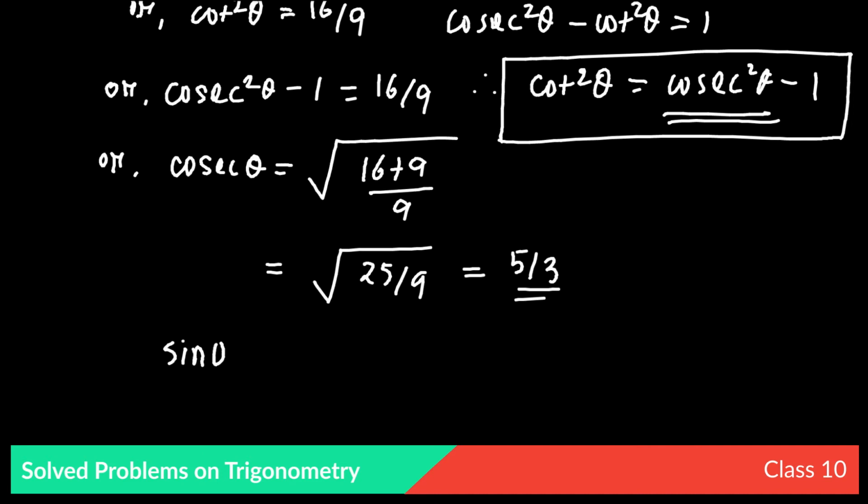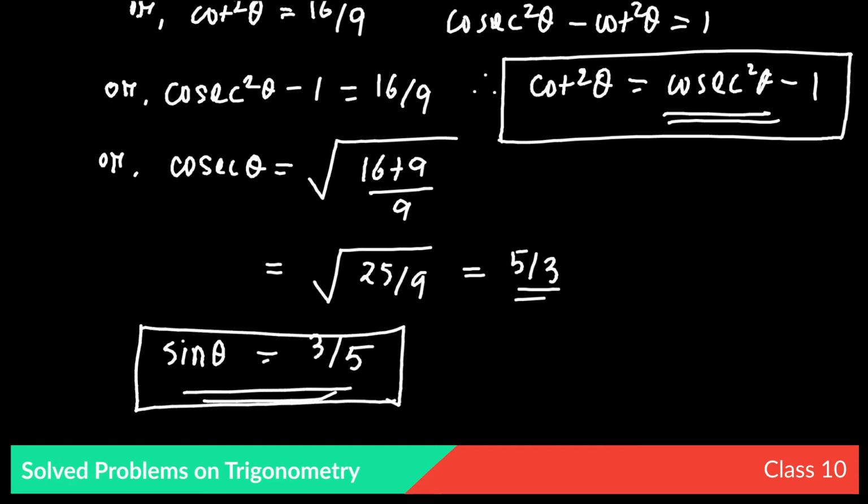So sin theta will be 3 by 5. See that this is also 3 by 5. This is a shorter method. We have derived sin theta as 3 by 5.